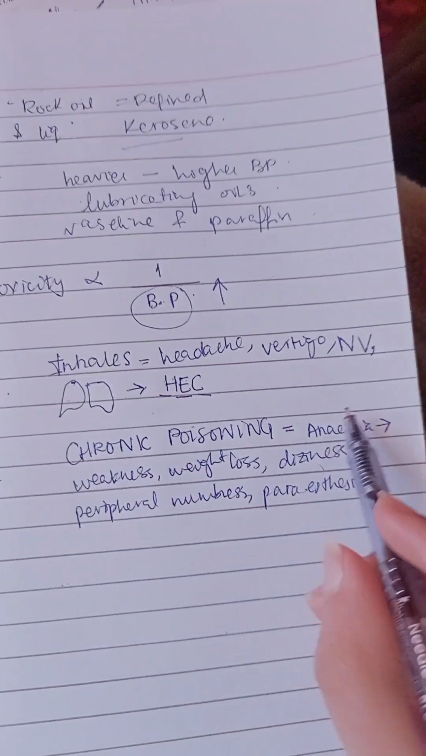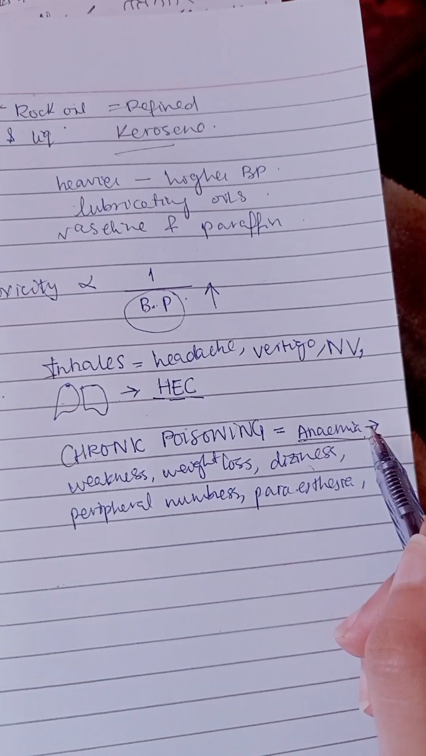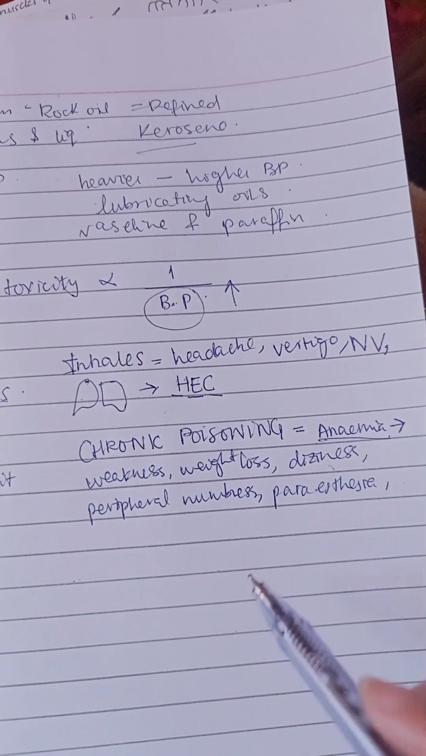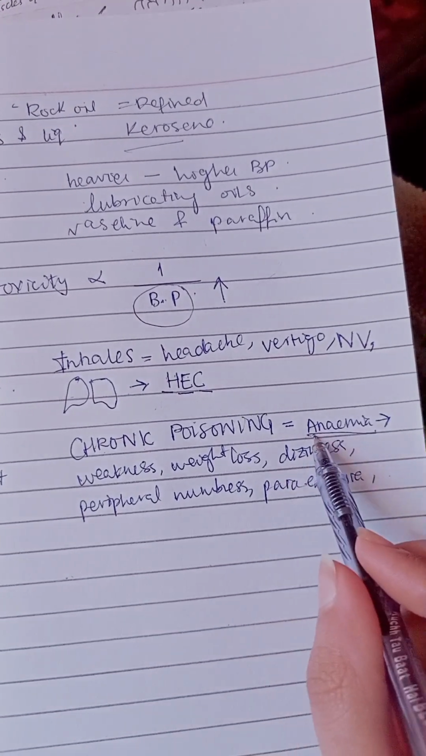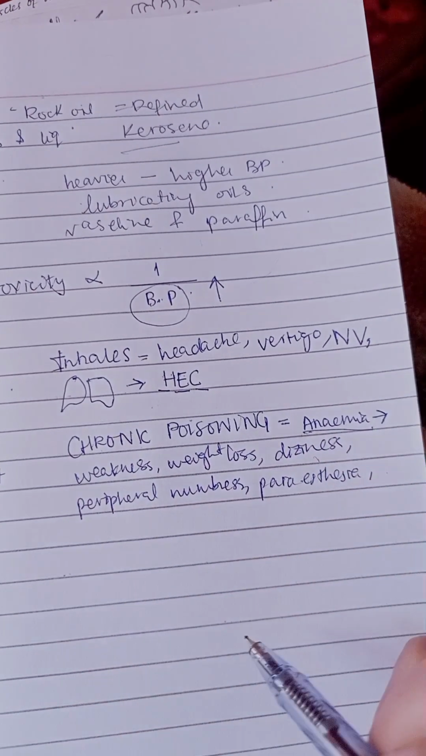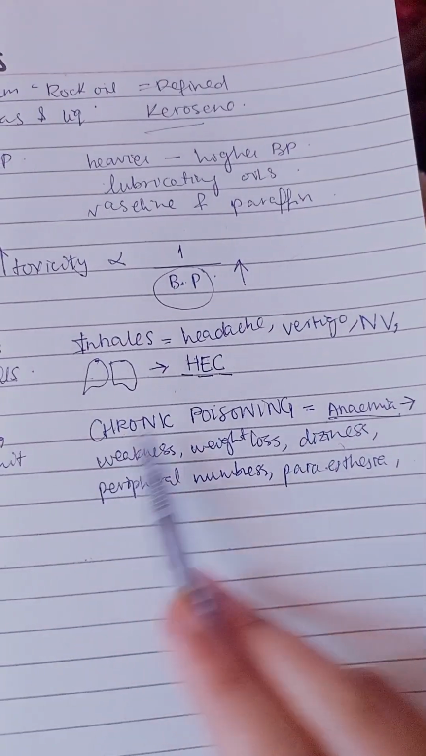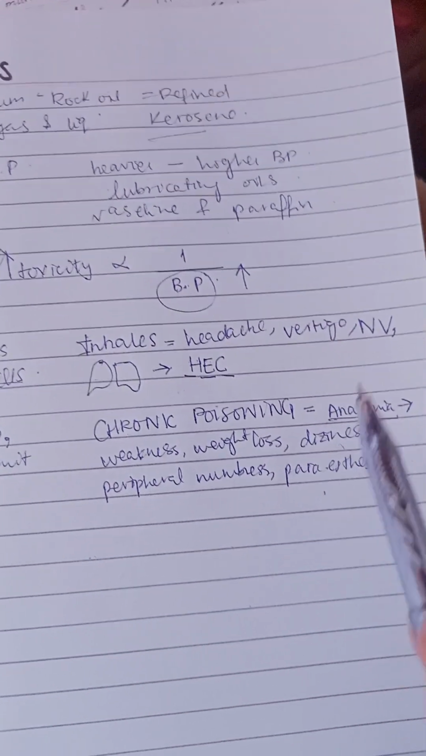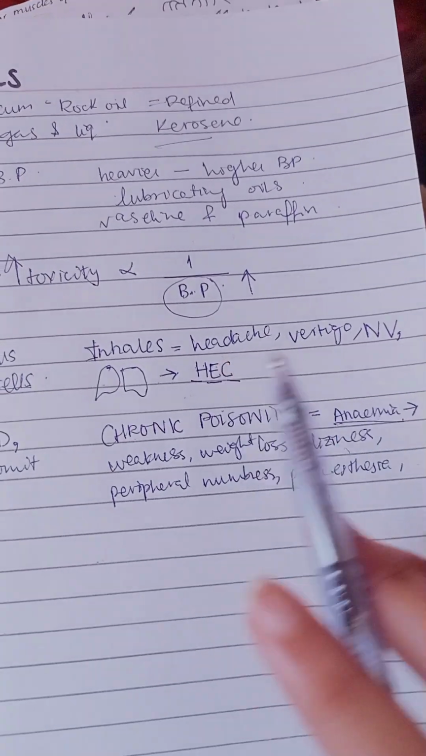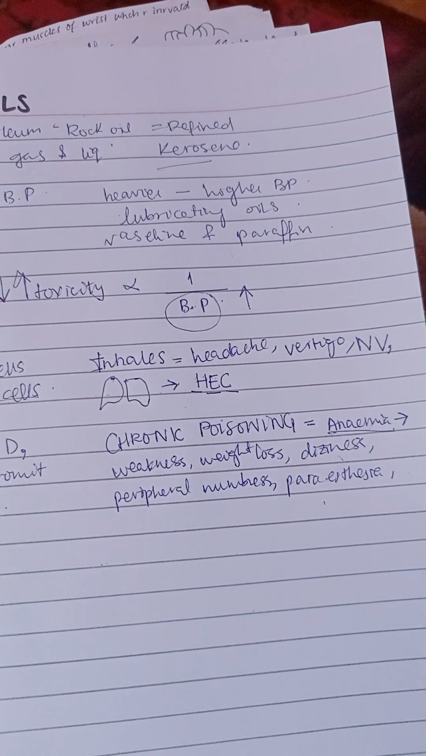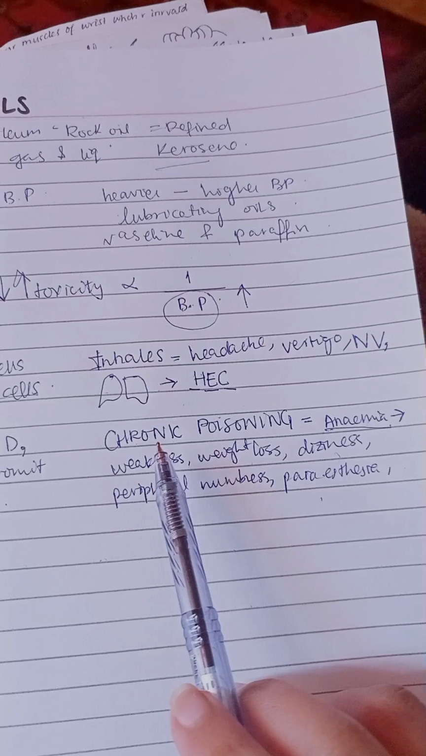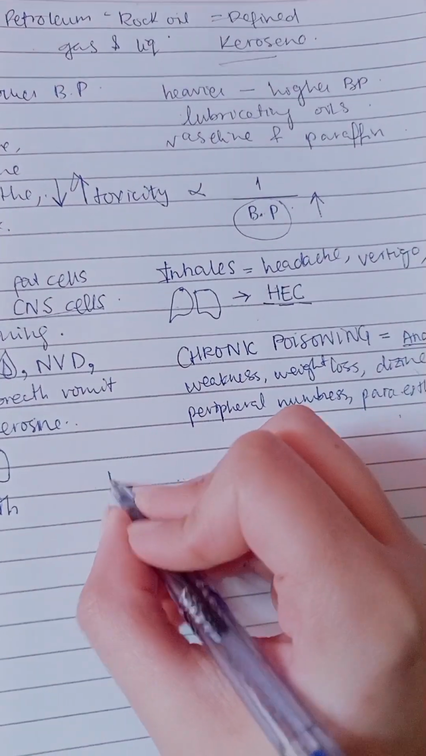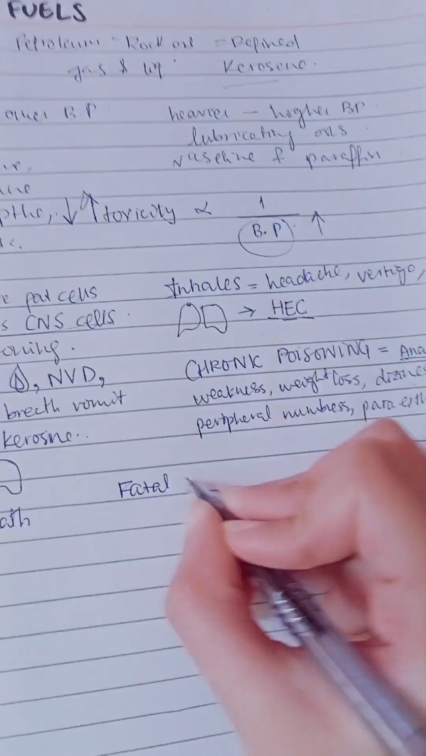A very easy way to remember all these symptoms is by remembering the anemia. Since most of us already know what anemia is, deficiency of blood in a human body, we also know that anemia causes these symptoms in a patient. So for chronic poisoning, remember that it will cause anemia, and from there, we can easily list the other symptoms. The treatment of chronic poisoning requires the patient to be isolated from the environment which is causing the kerosene exposure, and then symptomatic management. Next, we will talk about the fatal dose.